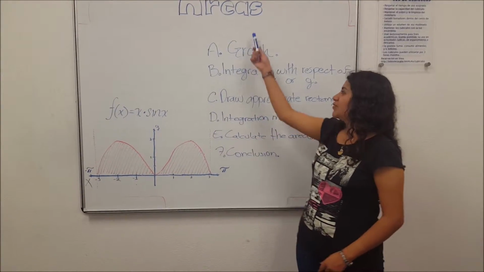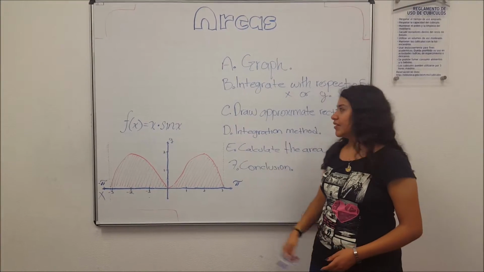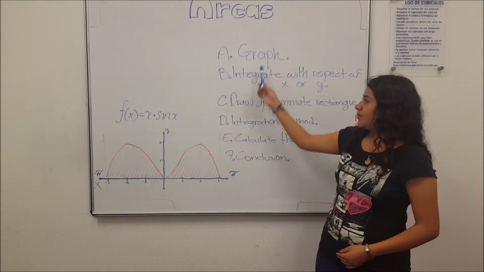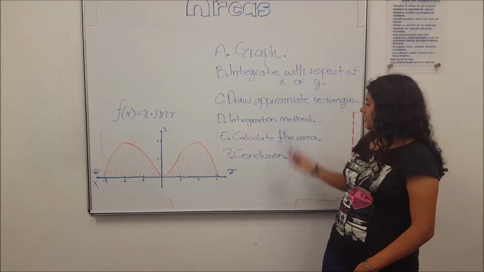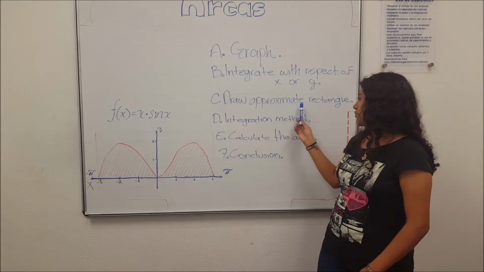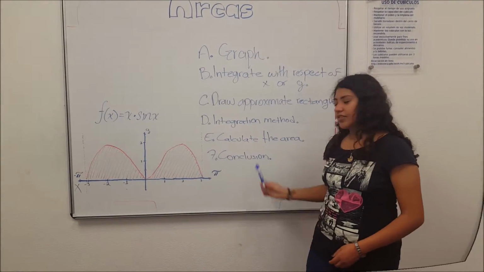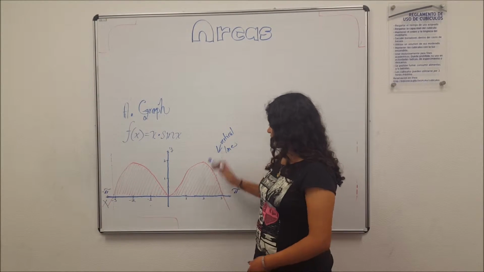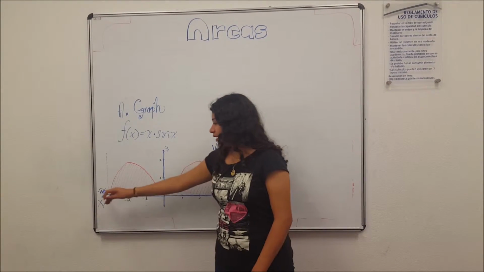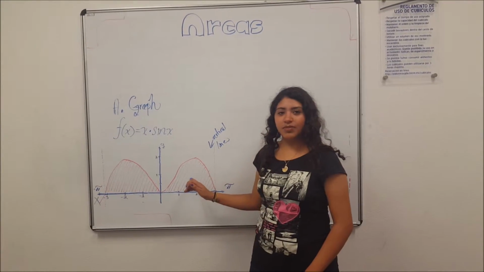This is an area problem, so this is our original function and these are our steps. First, the graph, integrate with respect to x or y, draw approximate rectangles, integration method, calculate the area. First step, the graph. We can see the vertical lines that go from minus pi to pi. The colored section is going to be our area.